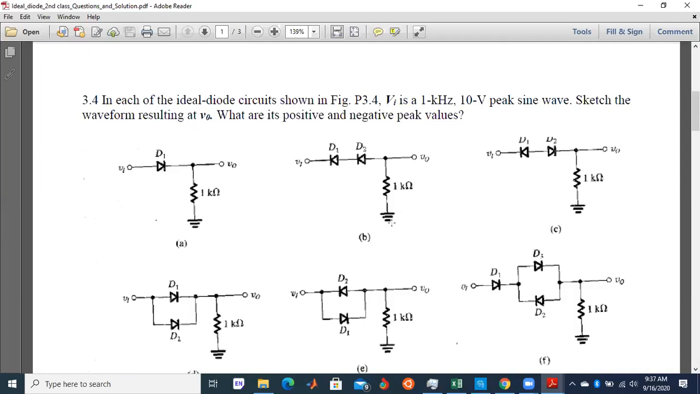Please explain. Let other people hear you. Bismillah. Is it like the last one? This one, yes. Draw the output waveform. Look at this question. In each of the IV diode circuits shown in this figure, V input is a 1 kilohertz, 10 volt peak sine wave.